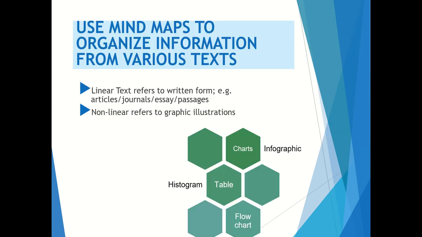Okay, next, using mind maps to organize information from various texts. There are two things that you need to understand. There are two types of text. Number one, linear text, which refers to written form: articles, journals, essays, passages. So all essays, those are linear text.